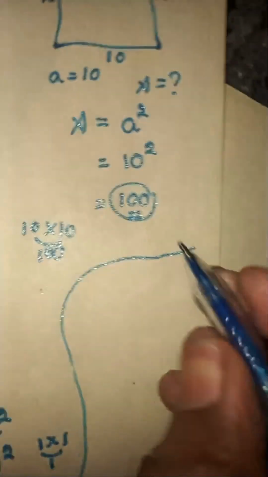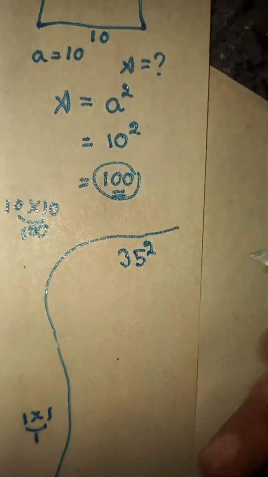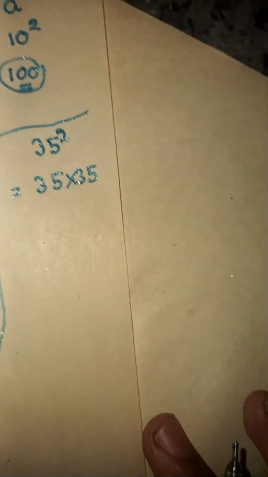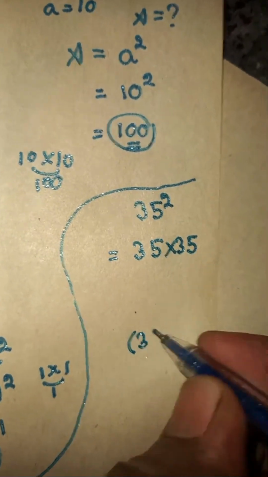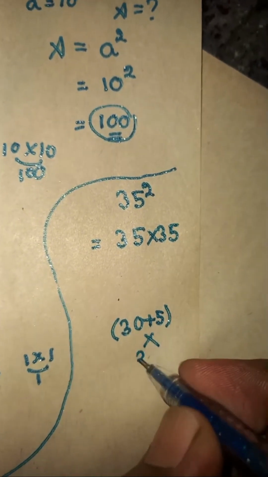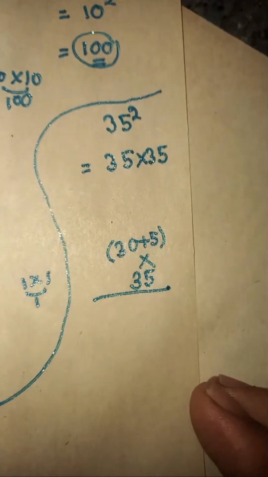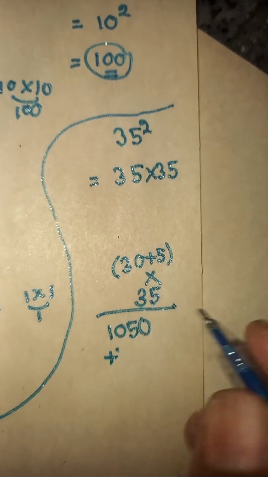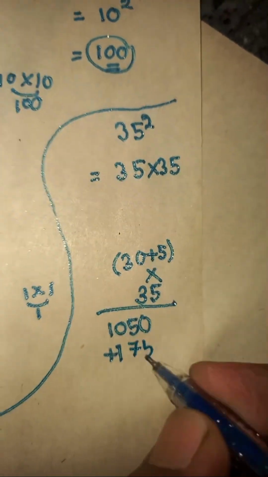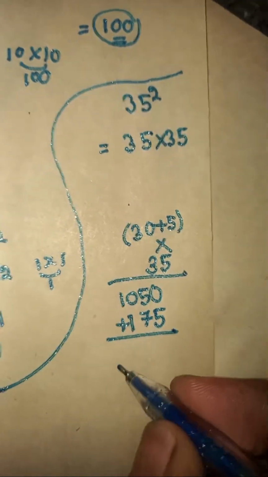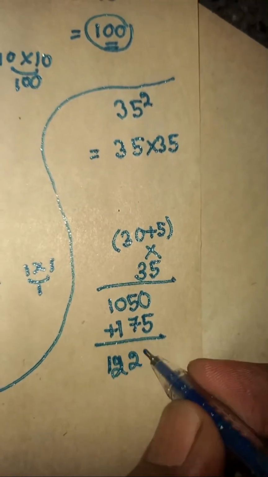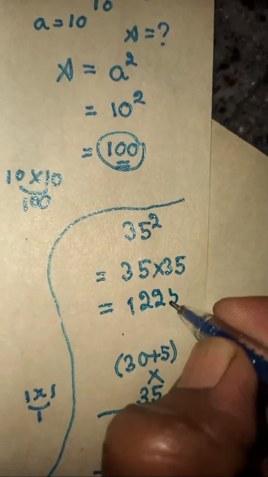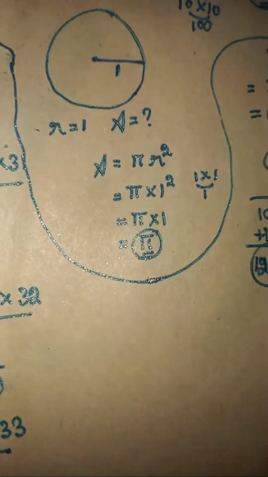Let's write what is 35 square. 35 square can be written as 35 times 35. Now you're going to write it as 35 times 30 plus 5 times 35. Here 35 times 3 is 105 with 0, plus 35 times 5, which becomes 175. When you add it, you're going to get 1225. This is completely equal to 35 square is 1225.